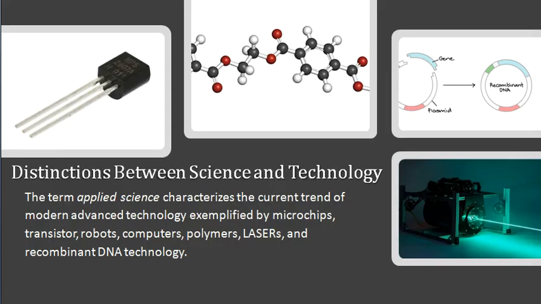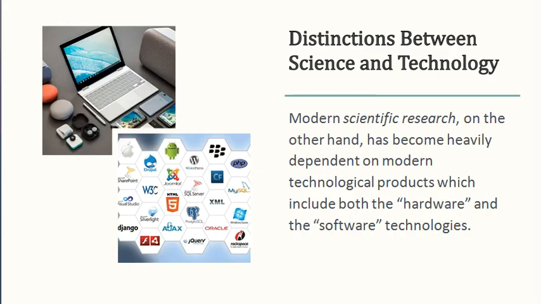So here, the term applied science characterizes the current trend of modern advanced technology exemplified by microchips, transistors, robots, computers, polymers, lasers, and recombinant DNA technology. Again, as I've mentioned before, science is like the core thinking, research, more on gathering information and facts. And if you're going to apply it, you can have technology. Applied science characterizes the current trends in modern advanced technology, but this one is a higher advancement of technology.